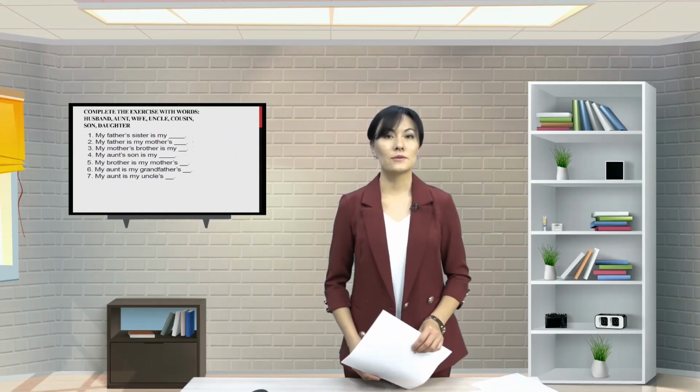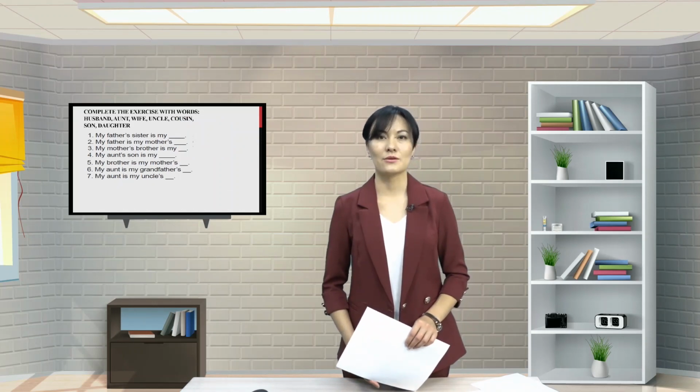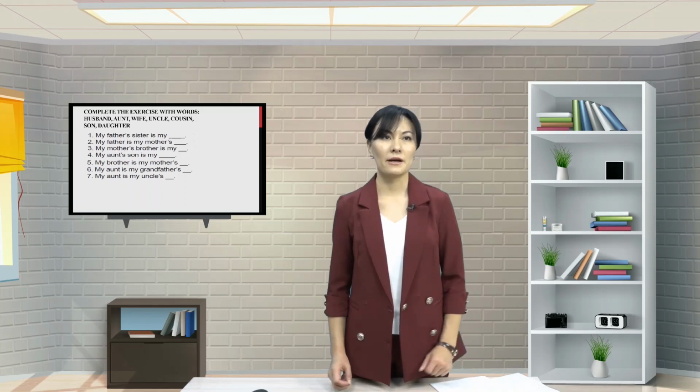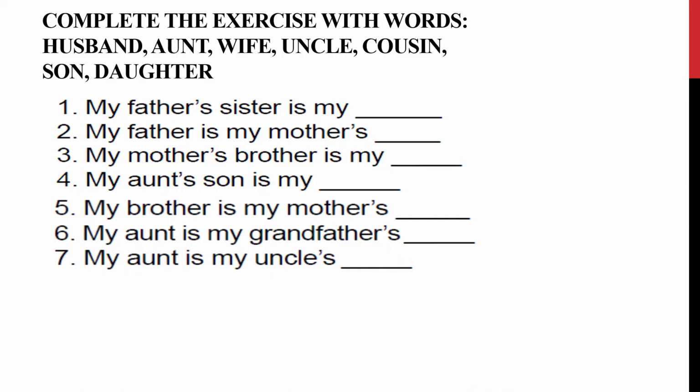Now children, look at the exercise and complete the words with family members. Number 1. My father's sister is my... Think. What is it? My father's sister is my aunt. My father is my mother's, yes, husband. My mother's brother is my, yes, uncle.